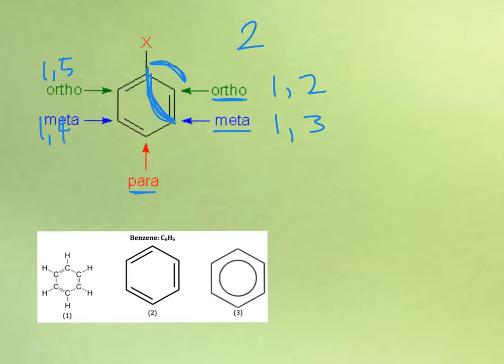Wait, I'll get it right in a minute. So ortho is 1,2 or 1,6, and meta is 1,3 or 1,5. And then para is when they're opposite each other, which is a 1,4.